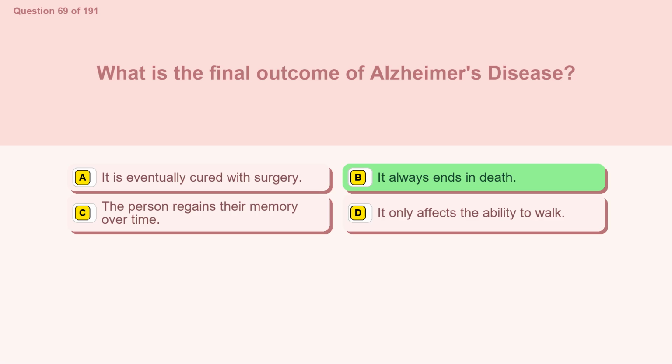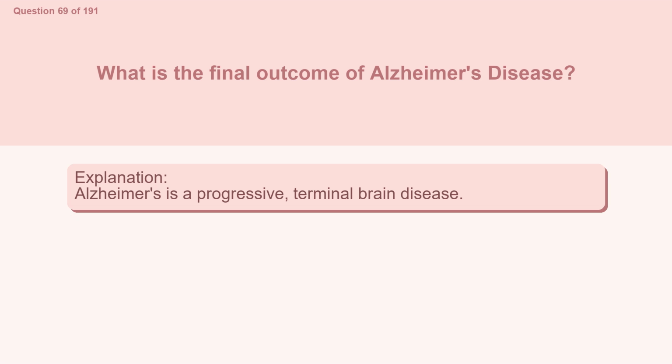The correct answer is option B. It always ends in death. Alzheimer's is a progressive, terminal brain disease.